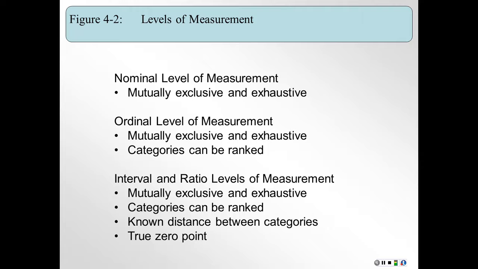So, for example, we might have a question on a survey questionnaire to which the response categories are strongly agree, agree, neutral, disagree, and strongly disagree. We can rank order those categories. There's a natural, obvious order to the categories. We might measure age at the ordinal level by classifying people as young, middle-aged, or old.